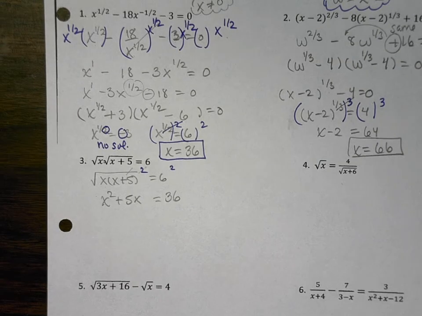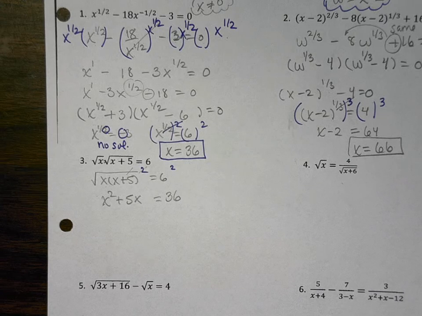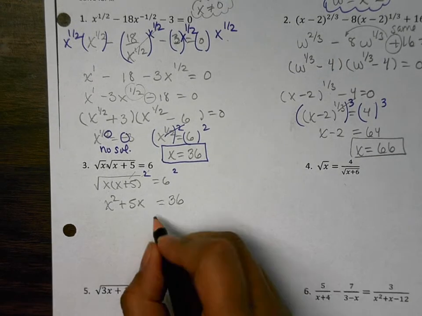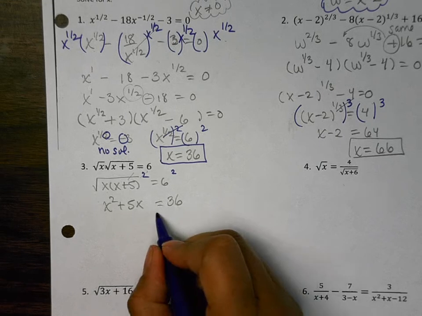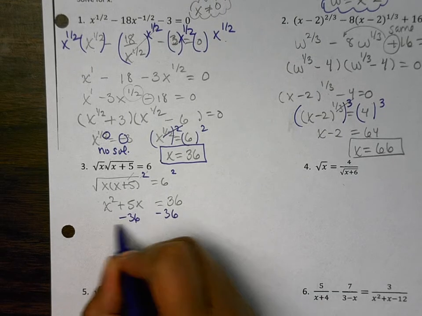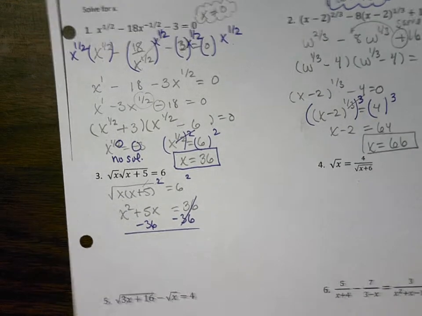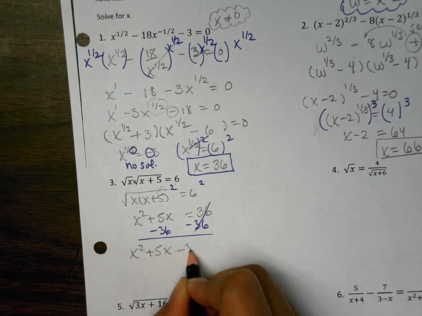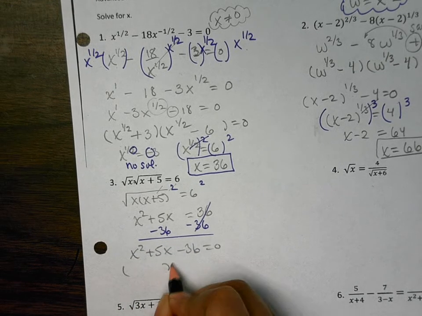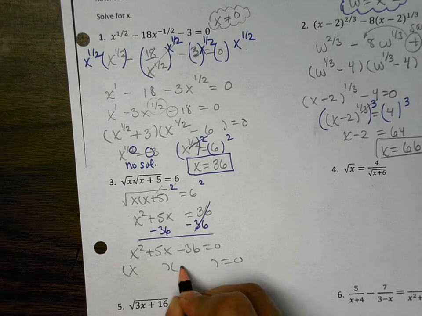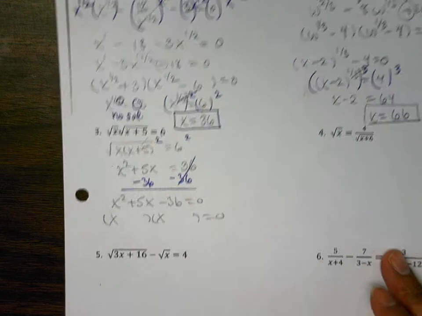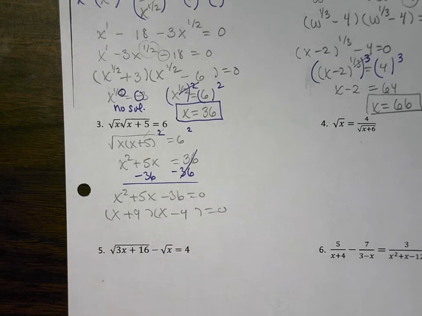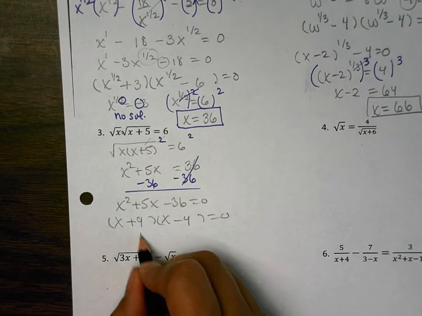All right, did you guys get an answer? No? No comment? Okay, what do we do? Subtract the 36. X squared plus 5x, take away 36 equals 0. Factor and solve. Has anybody factored it already? Thank you. Plus 9 and minus 4. Do you guys agree? Yes.